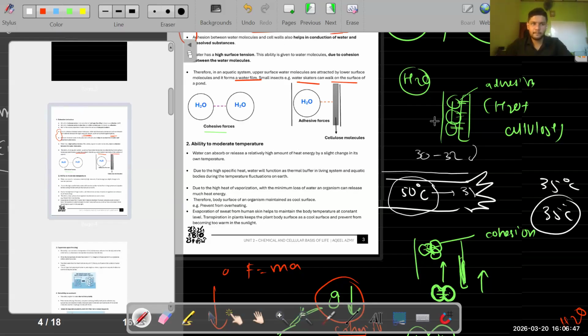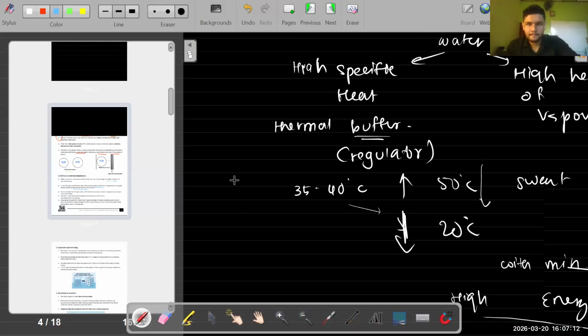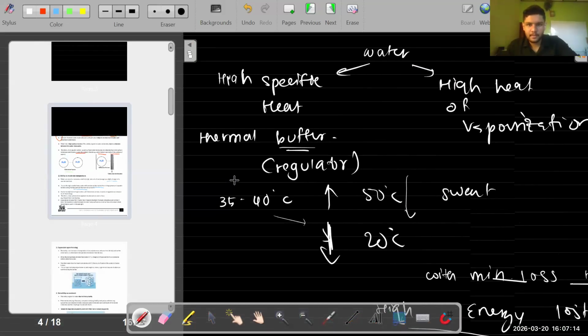Is the first point clear? Yes. If that is clear, you can understand all of them. Due to high specific heat, water will act as a thermal buffer in living systems and aquatic bodies against temperature fluctuation. You see, that is what I explained here. Thermal buffer, right?